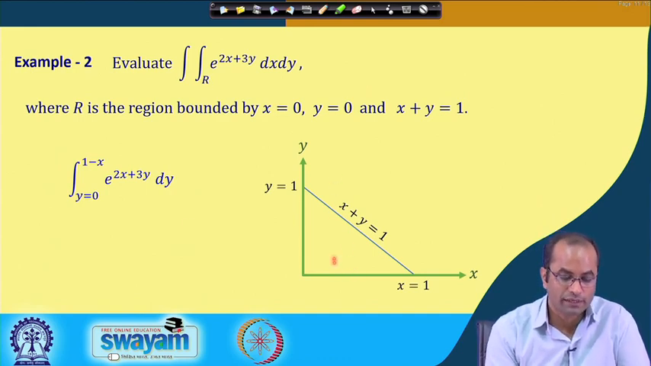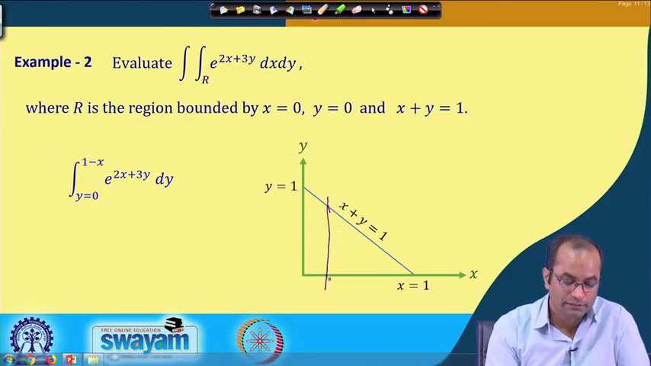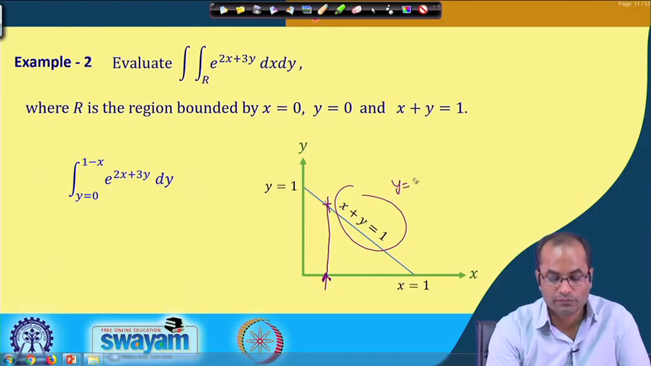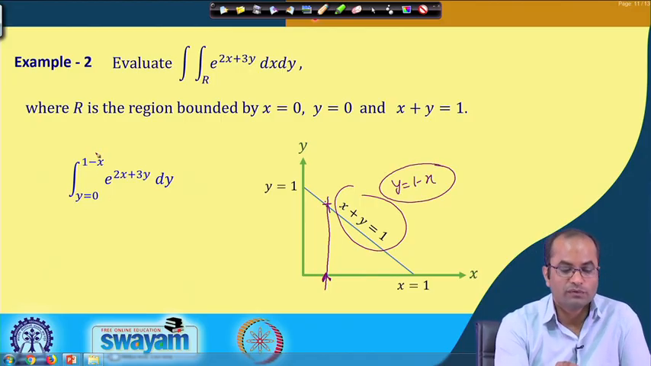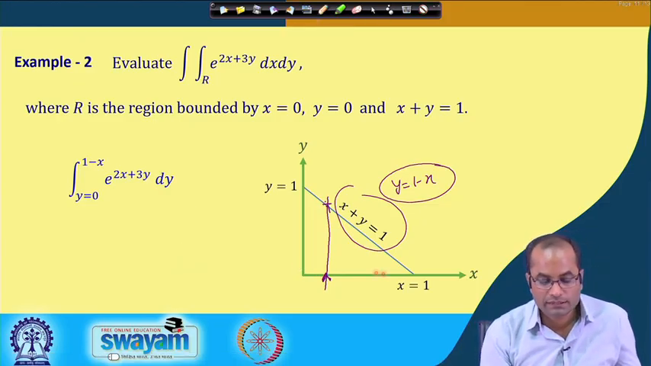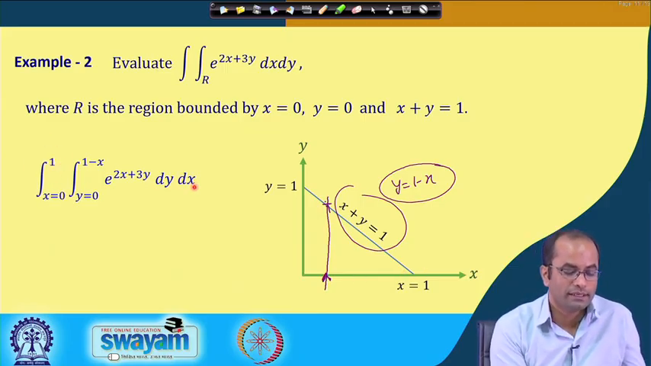So, now draw the line parallel to the y axis, and then we will see that this line enters here at y is equal to 0, and this leaves the domain at the line, so from here we have y is equal to 1 minus x. So, the limits will be y is equal to 0 to y is equal to 1 minus x, and then the x limits will be from 0 to 1. So, then x from 0 to 1 and then the dx.